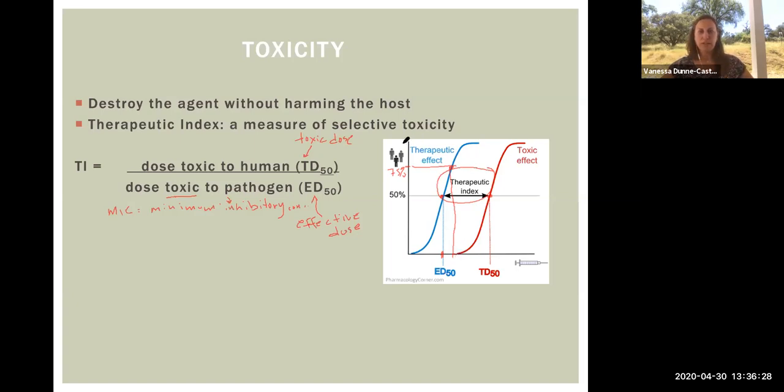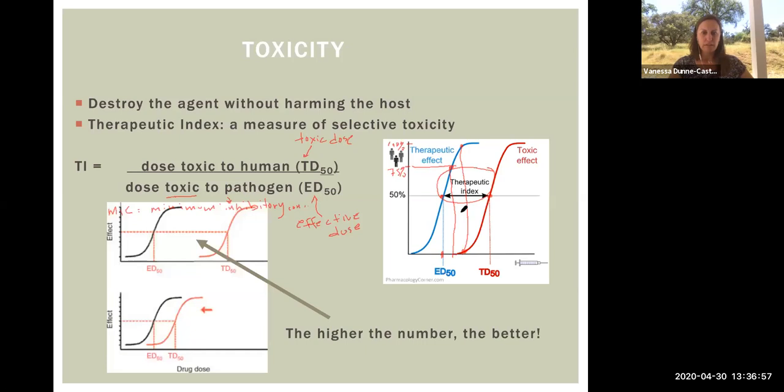If you were trying to find the best possible concentration where you have the most therapeutic effect, now you can see it starts to overlap. I know my curve is bad, but you'll see it starts to overlap with toxicity to the human. So the wider apart these curves are, in other words, the larger this therapeutic index, the more selectively toxic that therapeutic agent will be.